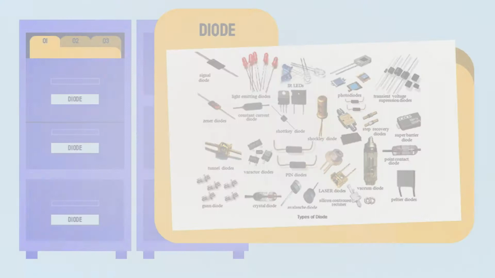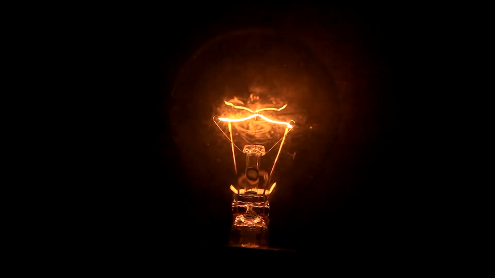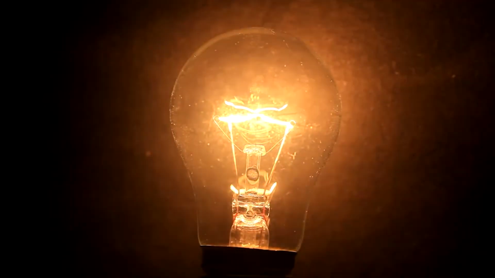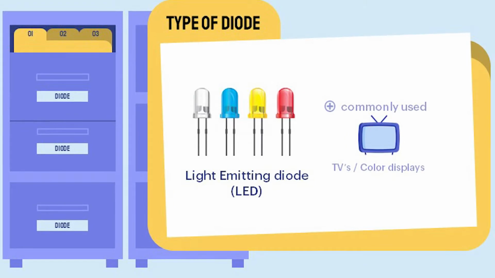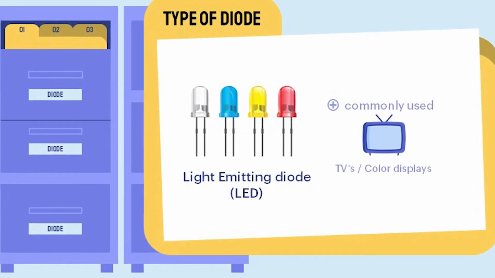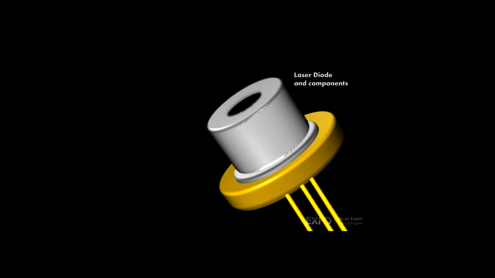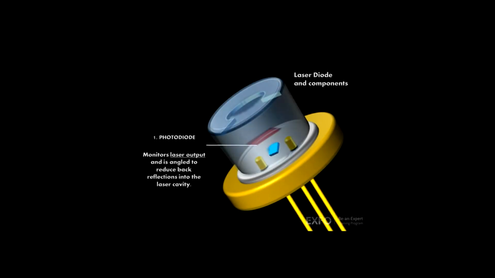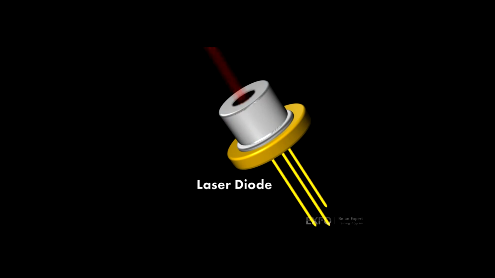Diodes have many types, and these are examples of diodes. First, light-emitting diodes, or LEDs, are among the most widely used of all the different types of semiconductor diodes available today and are commonly used in TV and color displays. Second, a laser diode is a semiconductor device similar to a light-emitting diode, in which a diode pumped directly with electrical current can create lasing conditions at the diode's junction.